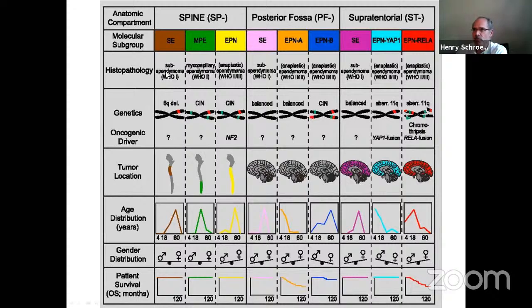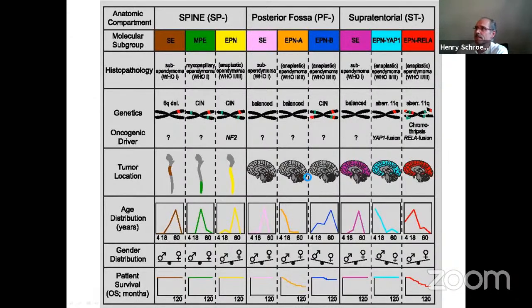Subependymoma, with a very benign course. And then in the posterior fossa, they have a group A and group B. Group A patients have a much worse prognosis. You see, they are mainly young patients, and the survival rate is lower compared to group B. And group B patients are mainly adult patients, and they have a much better prognosis.